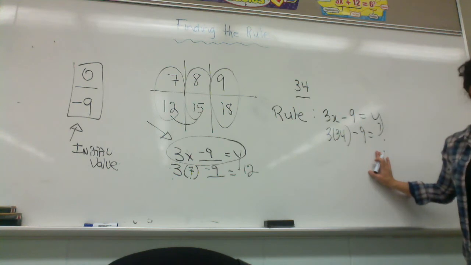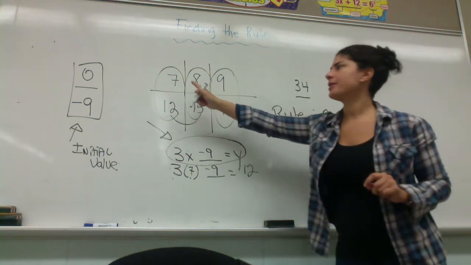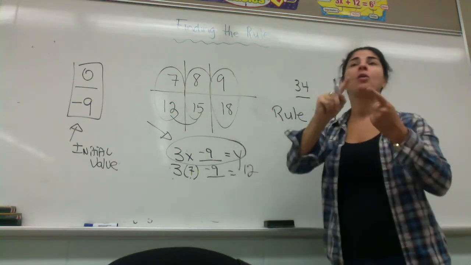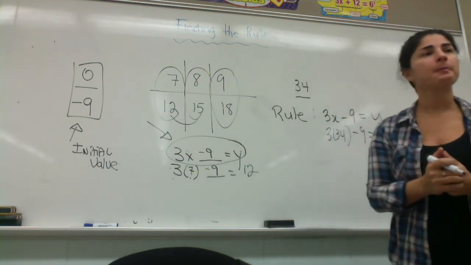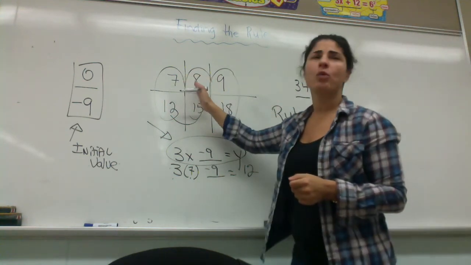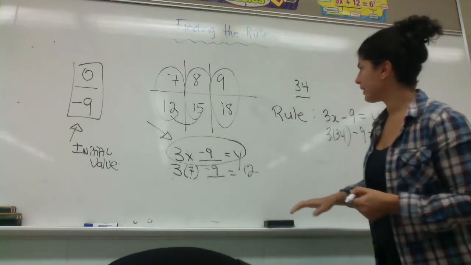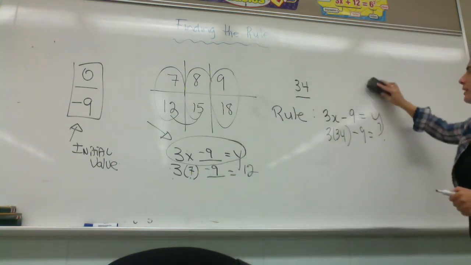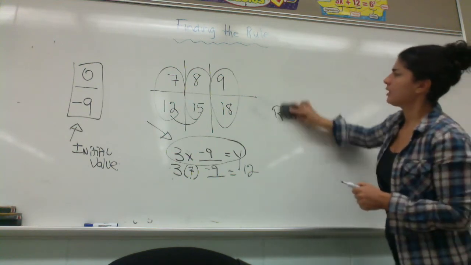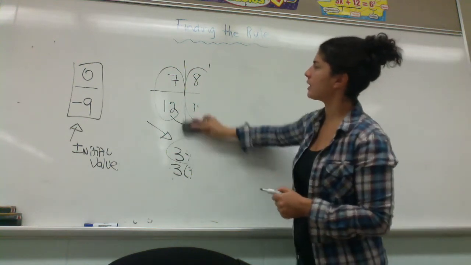One thing that makes this harder. Anybody can figure it out? What's going on here? 7, 8, 9, 1, 2, 3. What's going on? Adding, but it's only going by ones. What if my table of values, are you ready? I'm erasing. What if my table of values doesn't go by ones?